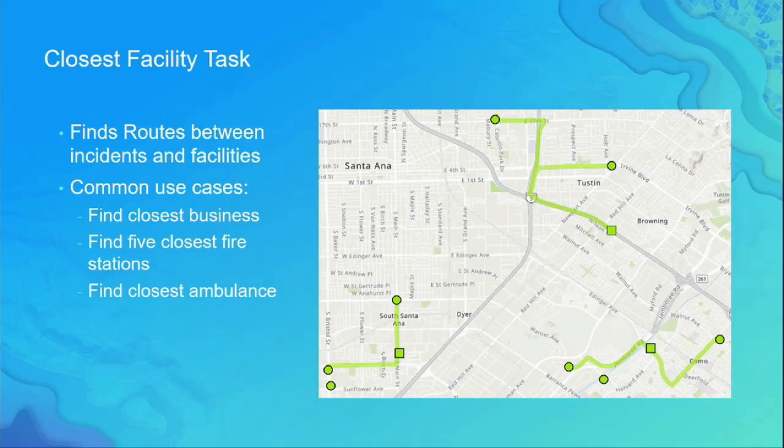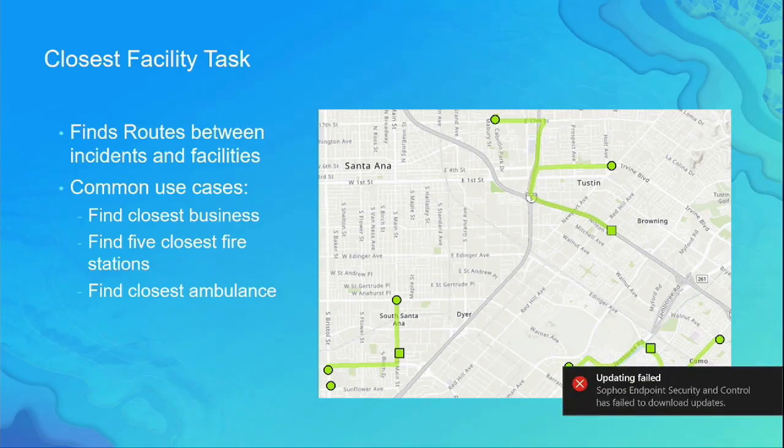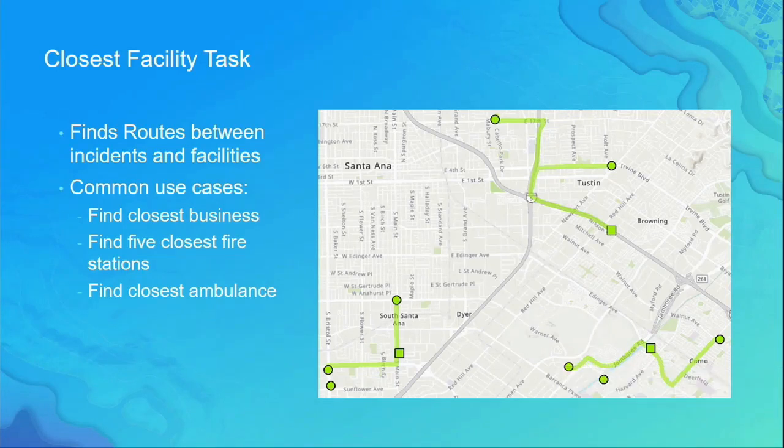The most common use cases are if you want to find the closest bank, or the 5 closest fire stations to a location, or the closest ambulance to a location. In this picture, the squares represent people, maybe their cars, maybe their houses, and the circles in this particular case are actually Wells Fargo bank locations. For each of these squares, we're finding the two closest Wells Fargo bank locations.